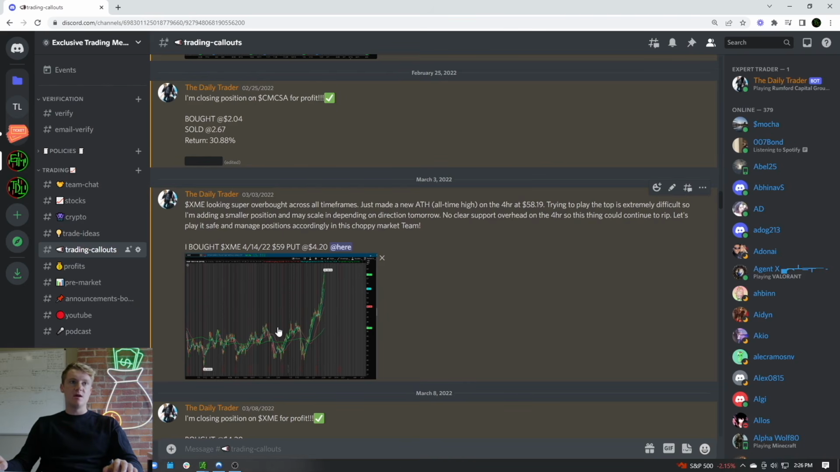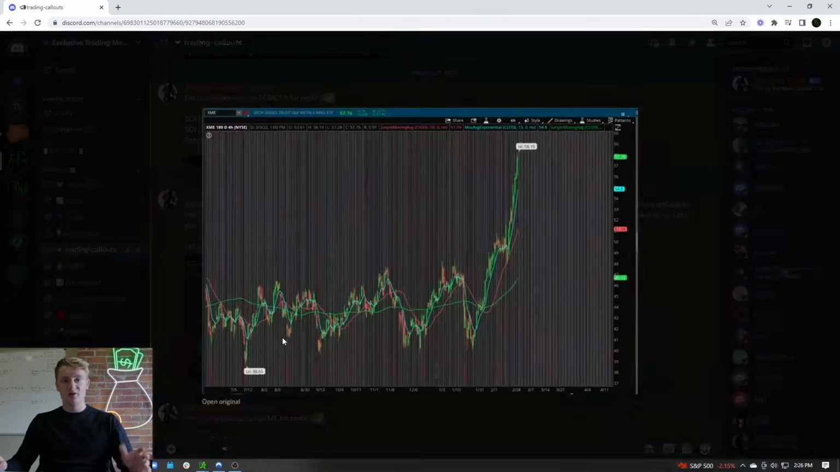So this is XME, all right? XME was looking super overbought on all time frames. Now, generally, if you throw an indicator on a chart like RSI, you can see it's overbought. Now, a lot of beginners start out with RSI, but as you learn more and trade more and become more experienced, you don't need the RSI because you can look at a chart like this and see visually that it's overbought.